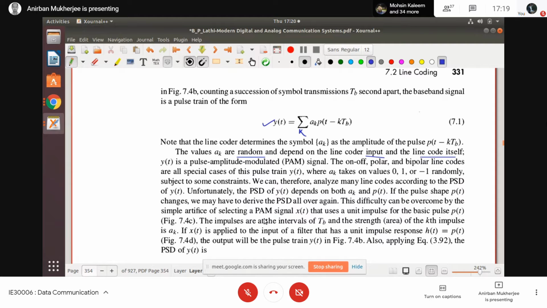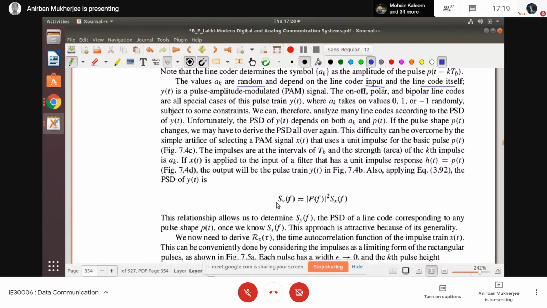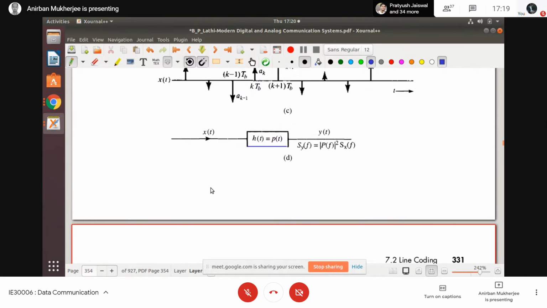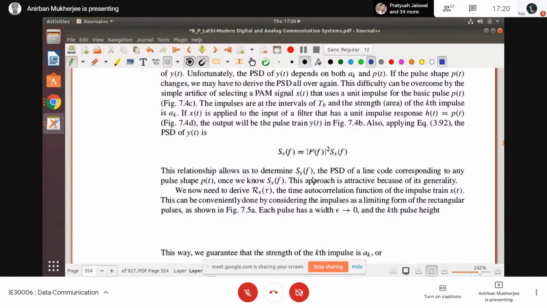Now I would like to calculate the PSD of yt. The PSD of yt is SY(f), which equals the magnitude squared of P(f), times the PSD of xt. That is, SY(f) equals |P(f)|² times SX(f), where P(f) is the Fourier transform of the pulse p(t). So this relationship allows us to determine SY(f), the PSD of a line code corresponding to any pulse shape.